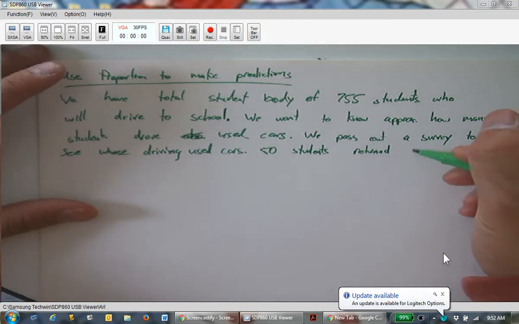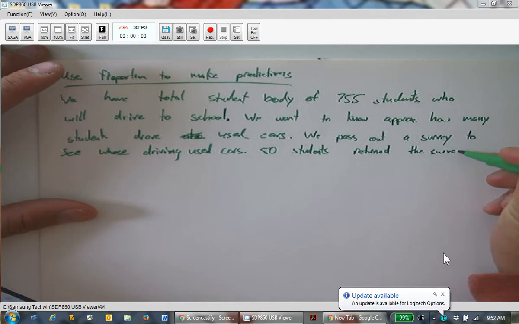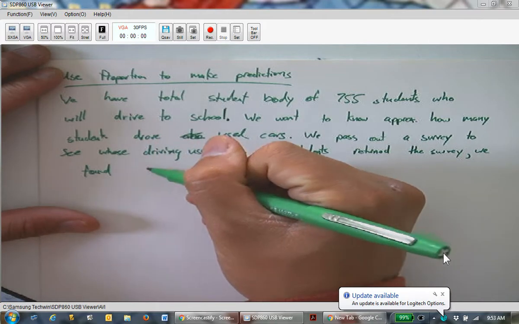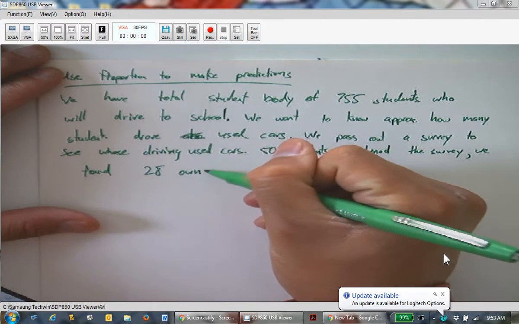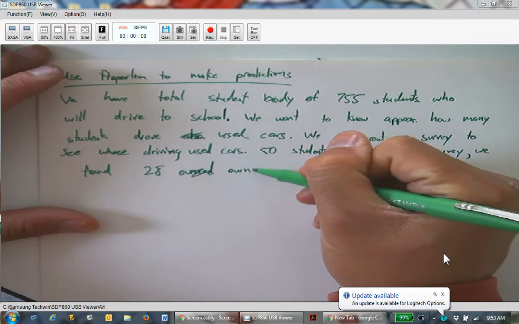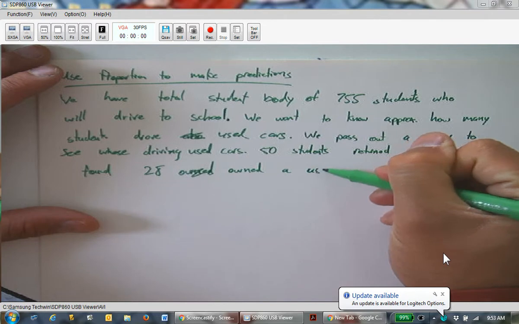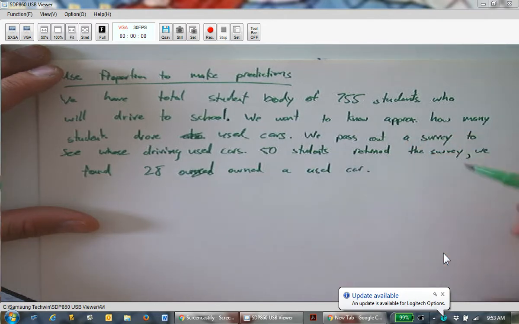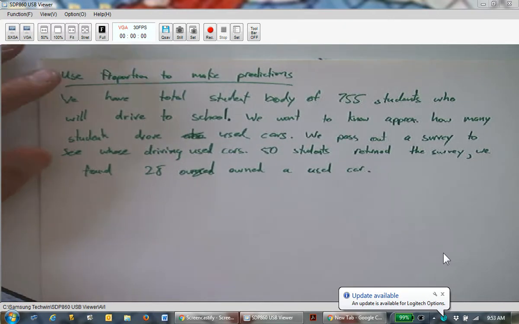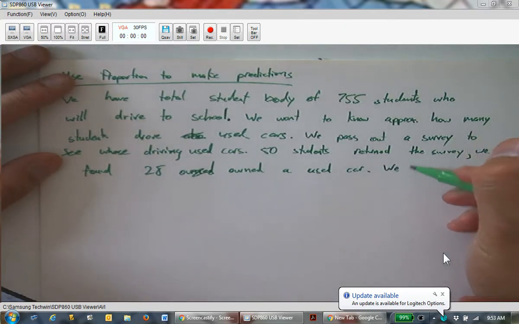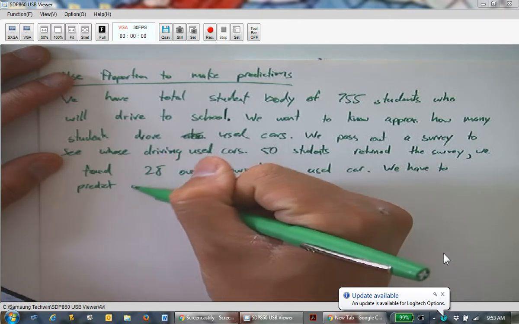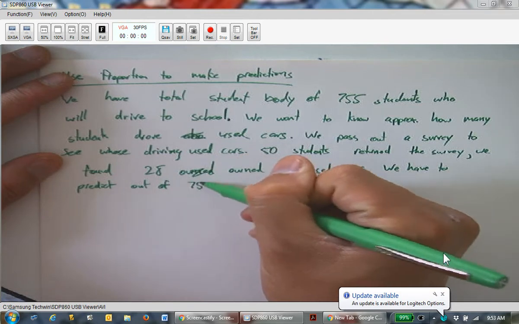Okay, so if we return the survey, and we found 28 owned a used car. So based off of this information, we have to predict, out of the whole student body, so this is actually a lot easier than you might think.